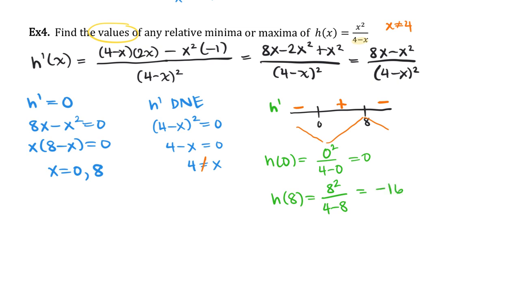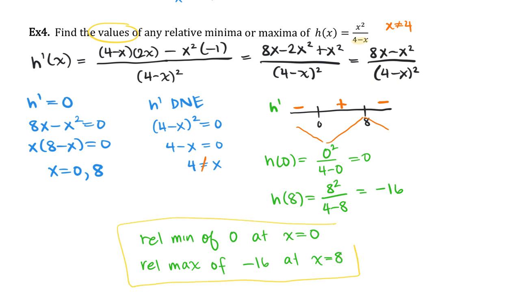Okay, and now I'm going to write my answer. There is a relative minimum of 0 at x equals 0. There is a relative maximum of negative 16 at x equals 8. Okay, and then this is my answer. And then remember, this is the actual value. If they ask for the actual relative minimum, maximum, or value, they want the y value.